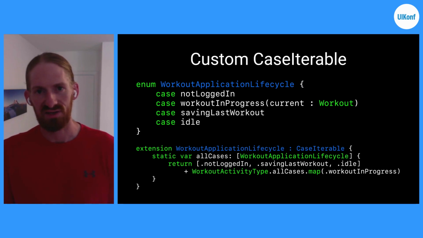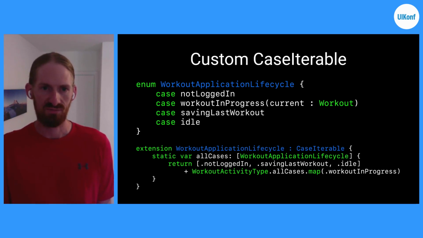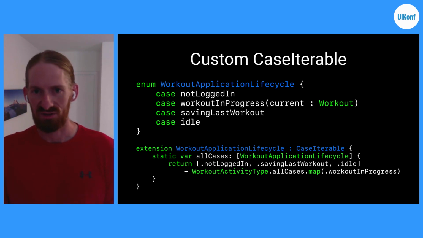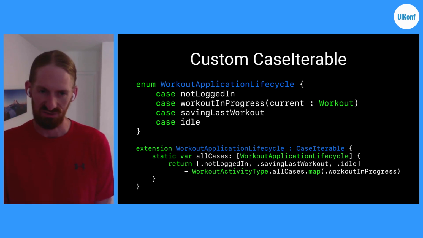We can also provide a custom implementation of allCases if we want to, which is important for enums that use associated values. Swift can't know all the possible associated values, so it will complain unless we provide our own implementation. The downside of doing that, of course, is we do have to remember to keep this updated if our cases change.